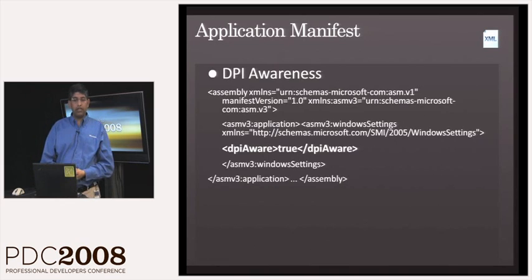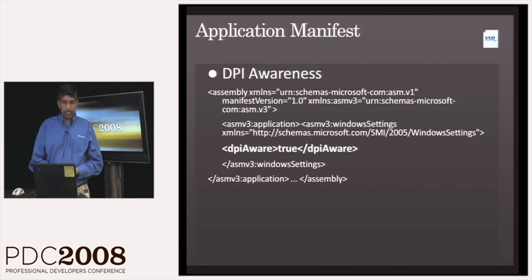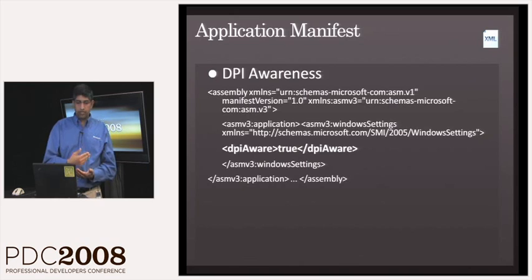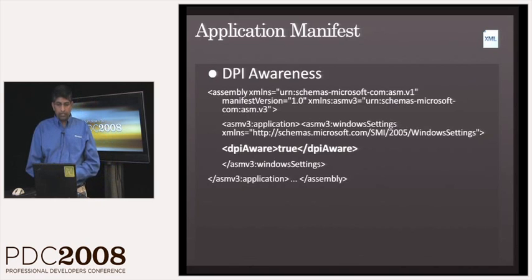Last part of the application manifest is DPI awareness. This is a very simple change, again, a one-line change that you can do. Test your applications to make sure that they are high DPI aware, and add that one line which says that you are DPI aware. This essentially concludes the application manifest part of the talk. So from this point, I'm going to talk to you about some of the really cool and exciting tools that are available for developers to go get more information about their applications.